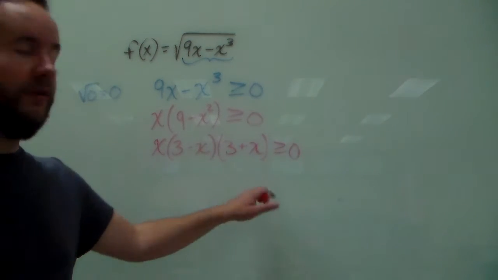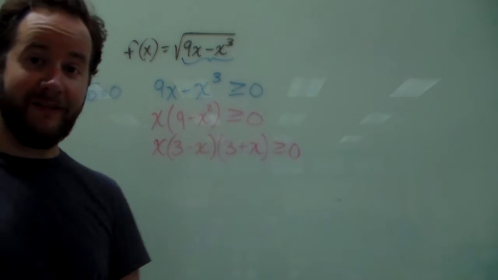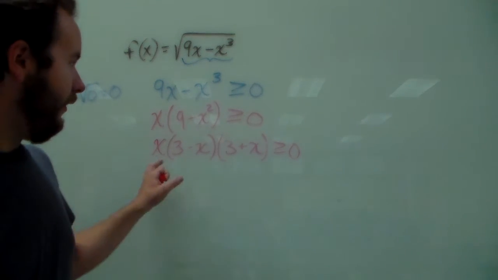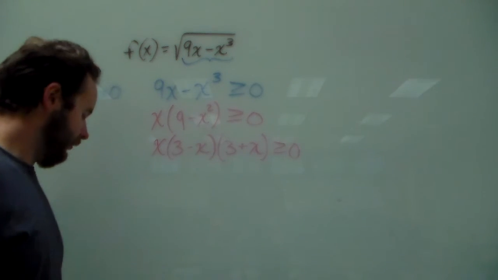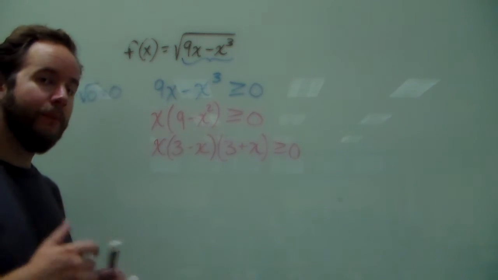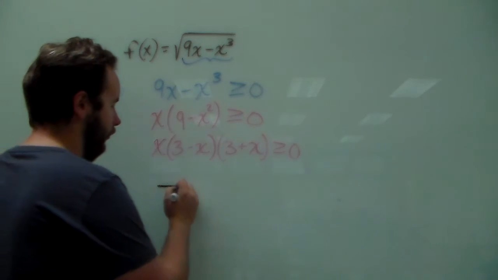Okay, so now we have 3 factors here: x, 3 minus x, and 3 plus x, and nothing more can factor. But now that I've got all this, I can use what's called a number line or a sign chart, or whatever you want to call it, to figure out what parts of my interval I'm going to include. So I draw my number line.